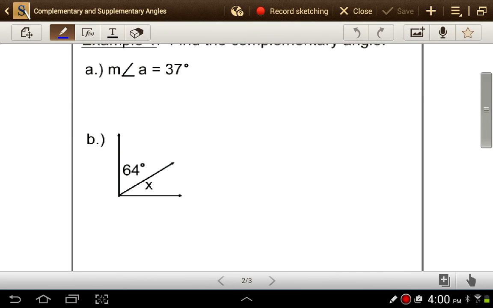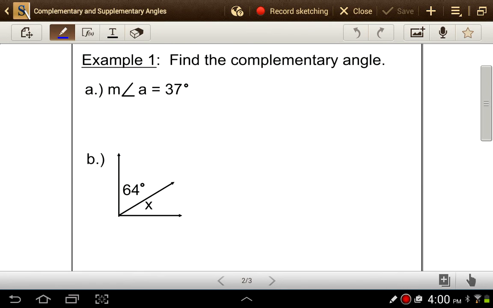Okay, first we're going to talk about complementary angles. So let's find the complementary angle in this example. So in A, the measure of angle A equals 37 degrees. So if they're complementary, that means they add up to 90 degrees. So I know that the other angle has to be the angle to get to 90 degrees. Now, the short way of doing this was just to say 90 minus 37, and 90 minus 37 is 53. So your answer would be 53 degrees.